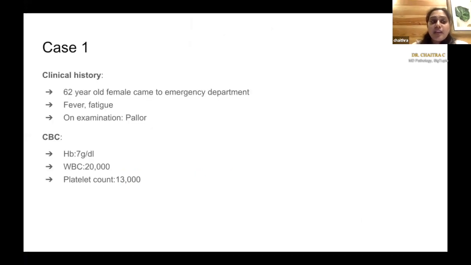So coming to case 1, we had a 62-year-old female patient who came to the emergency department in the late evening at a tertiary care center. The patient came with symptoms of fever and fatigue. On examination, the patient had pallor. So routine investigations were ordered, and the CBC revealed a hemoglobin of 7 gram per deciliter, WBC count of 20,000, and platelet count of 13,000.